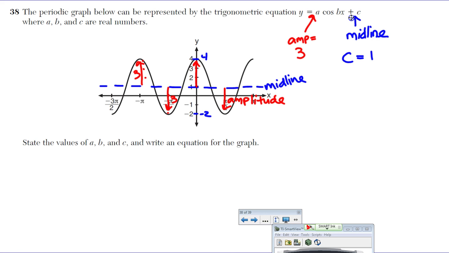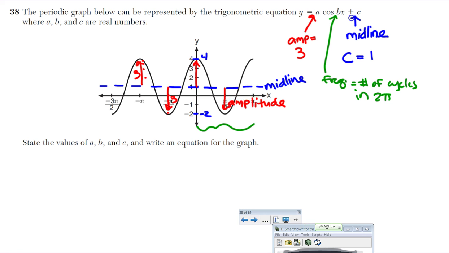All right, and then the B. The B stands for frequency. And the frequency is the number of cycles in a range of 2 pi. Okay, so from here to here is a distance of pi. Actually, this is in my way. Let me make sure. Yep, that's a distance of pi. So I can see 1 cycle in pi.